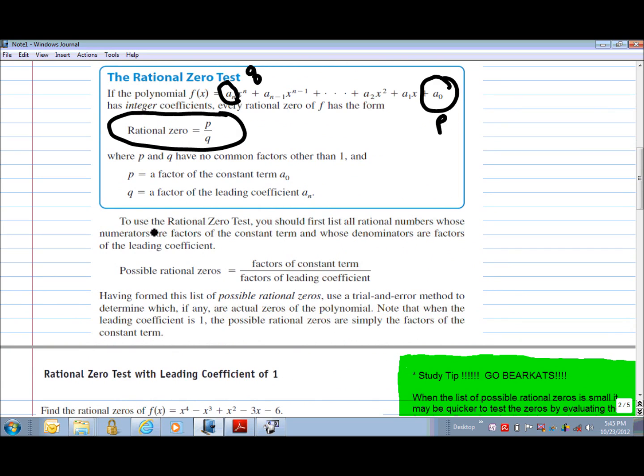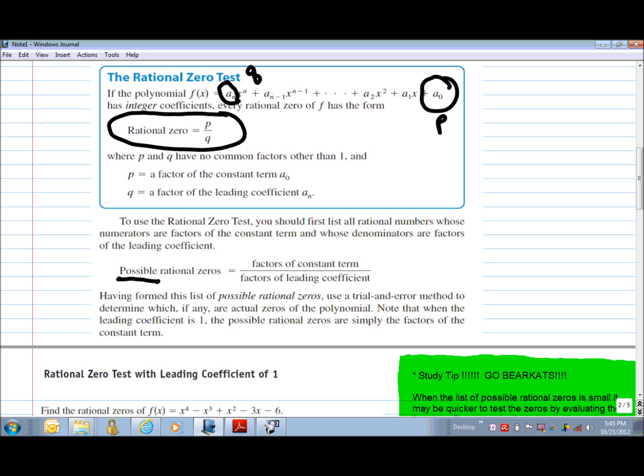To use the rational zero test, you should first list all the rational numbers whose numerators are factors of the constant term and whose denominators are factors of the leading coefficient. So here it is right here, our possible rational zeros. And again, it's that word possible that's important, because it's only the possible ones. It does not mean that they are all zeros, it's the ones that are possible. So in a little bit, when we're trying to find a zero, we're only going to pick numbers off the possible list, because any other number that's not on that list would not be a zero for sure. So it's basically a way to eliminate some possibilities.